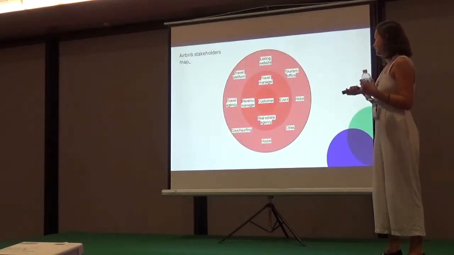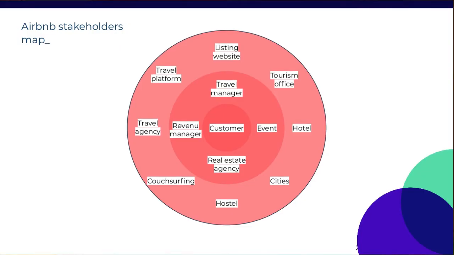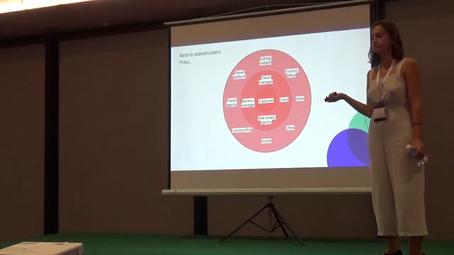This is a stakeholder map of Airbnb. In the middle you have your customer, and then you have the revenue manager. So for instance, someone who is actually managing the revenues of someone, the travel managers, and so forth. And then in the third round you have the hostels, the city, and so forth.